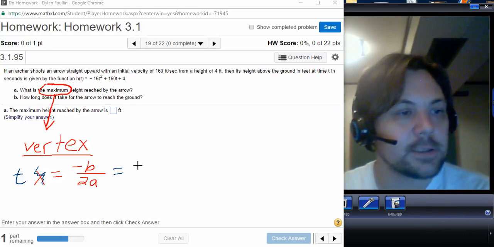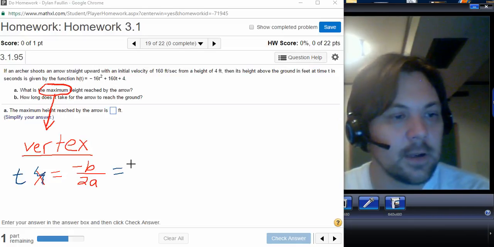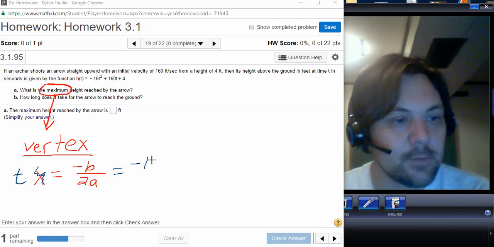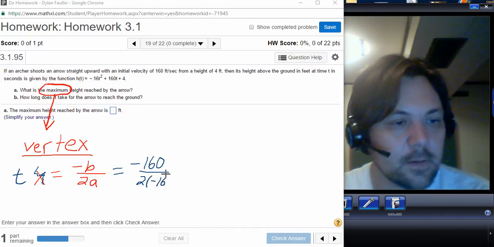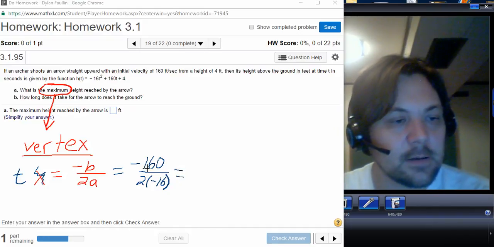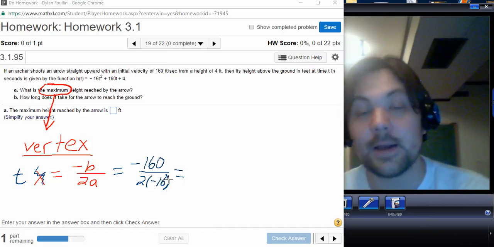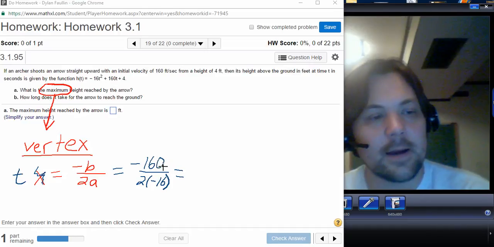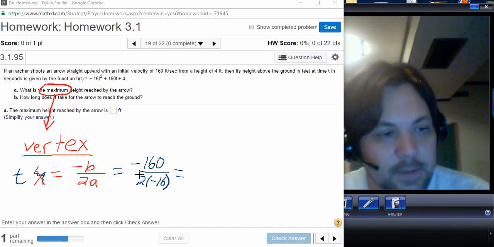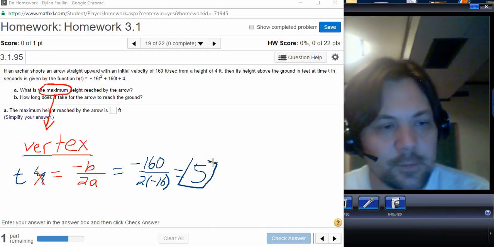So in this quadratic function, b is equal to 160 and a is equal to negative 16. Plugging those numbers in, we'll get negative b, which is 160, over 2 times a, which is negative 16. Simplifying this, the negative signs cancel out. The 160 divided by 16, that's a pretty easy one to figure out. It's going to be 10. And then we still have to divide by this 2 here. So 10 divided by 2 gives me 5. That's how I'm coming up with that answer without using a calculator.